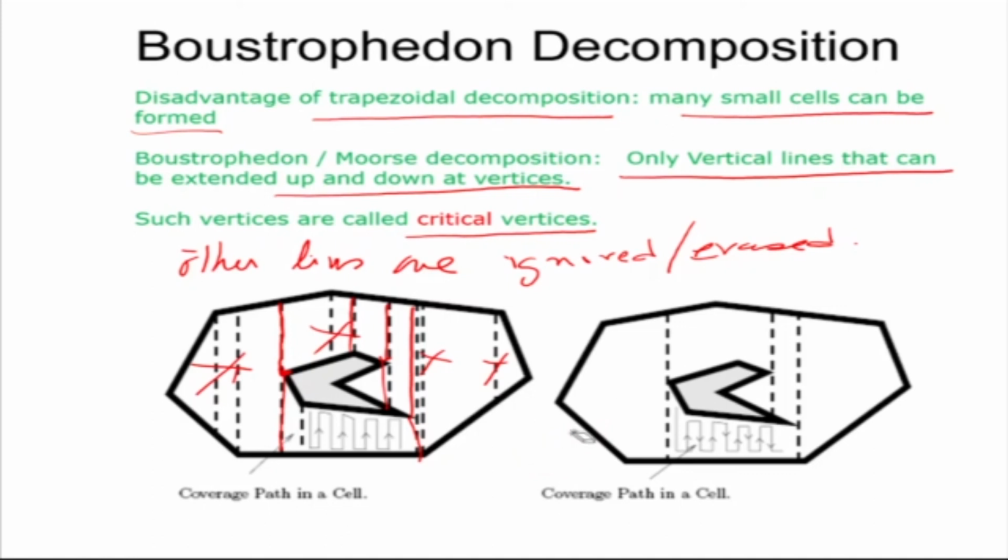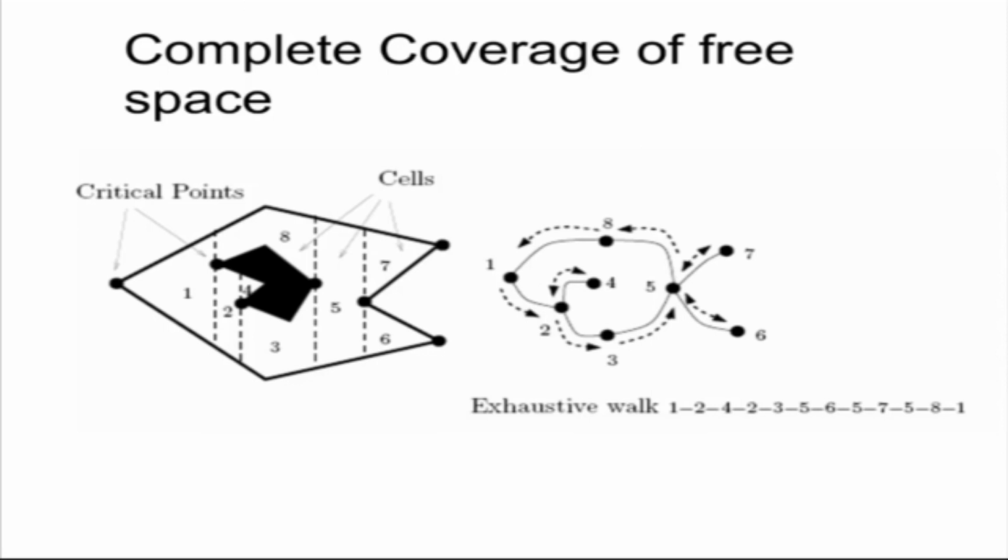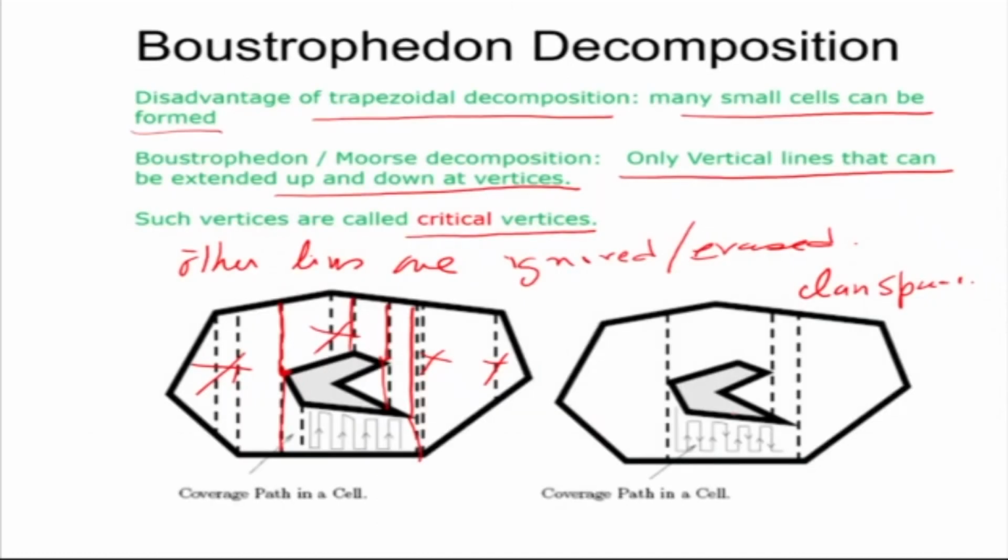This is a much cleaner space. This is a better representation. Now, I want to do the coverage algorithm. So what I need to do is find the connection between the cells. Let me go back to the previous one. I can find the connection between the cells, let's say 1, 2, 3, 4, and then there is one more which is 5. So there are actually only 5 cells.